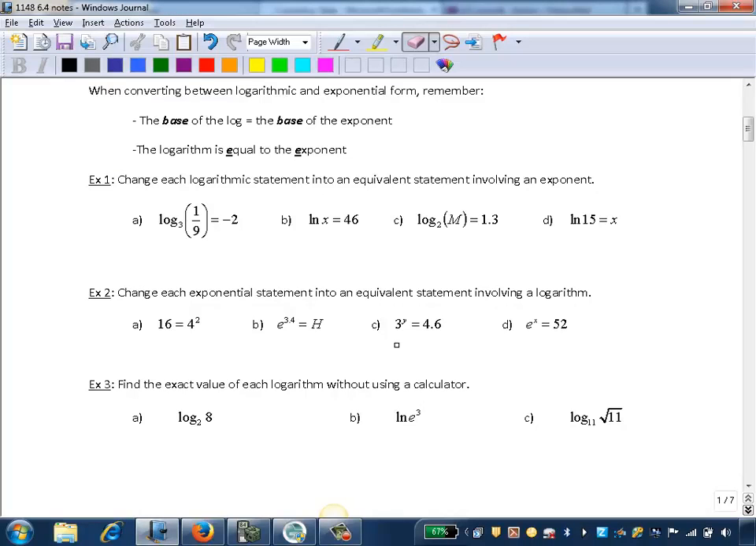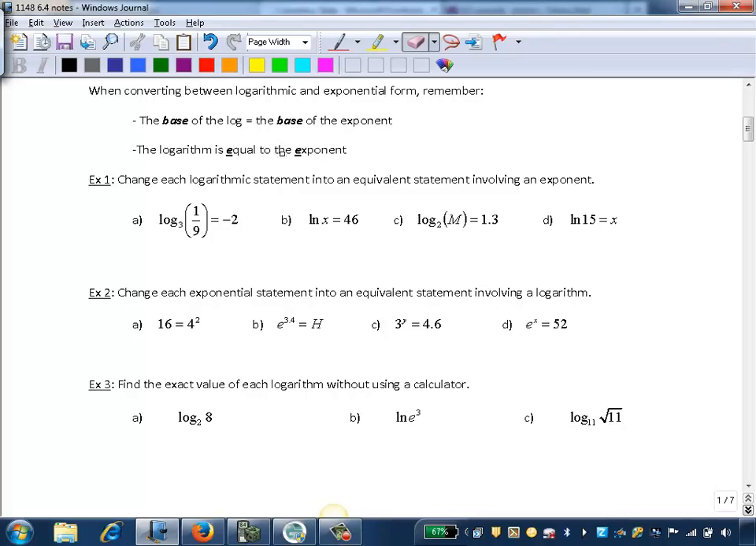We're now going to convert between logarithmic and exponential form. That's the first step in really understanding logarithmic functions. A couple hints here. The base of the logarithm is going to equal the base of the exponent. So bases are always equal. Base of log is going to become the base of the exponent. And then a logarithm is always equal to the exponent.